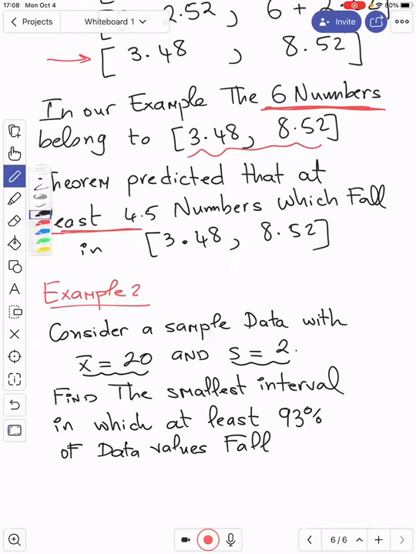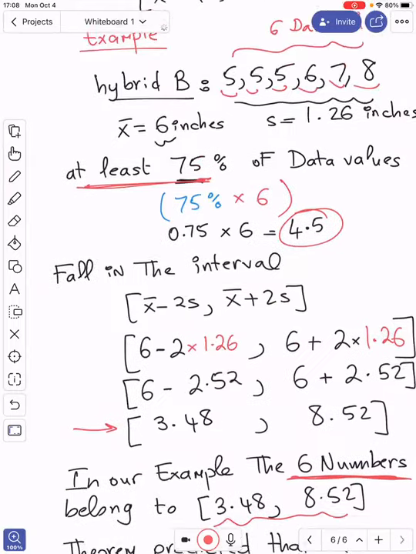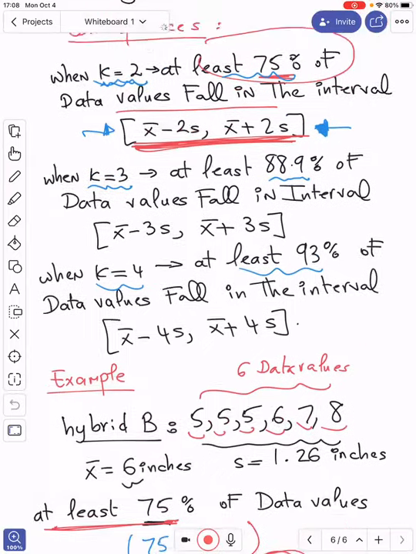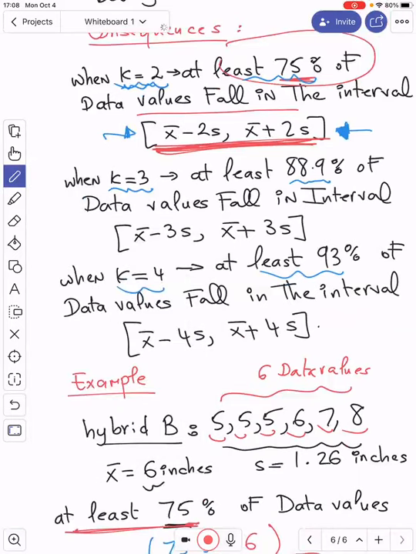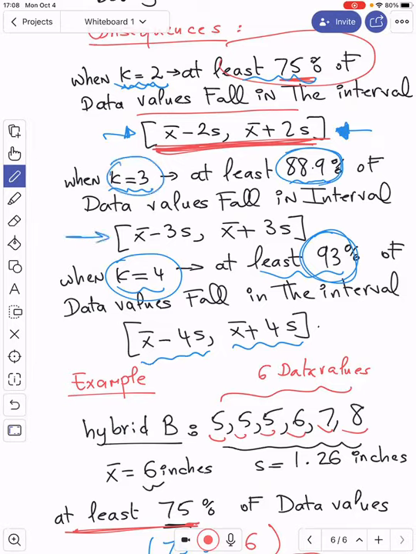As you can see, the percentage is given here, it's 93%. So 93% corresponds to k equal to 4, right? So the interval would be x bar minus 4s, x bar plus 4s. For example, if in the problem you have 88.9%, then your k is 3, and the interval would be x bar minus 3s, x bar plus 3s, right?